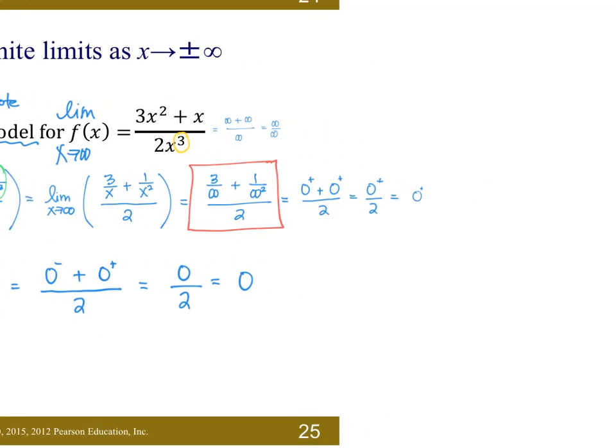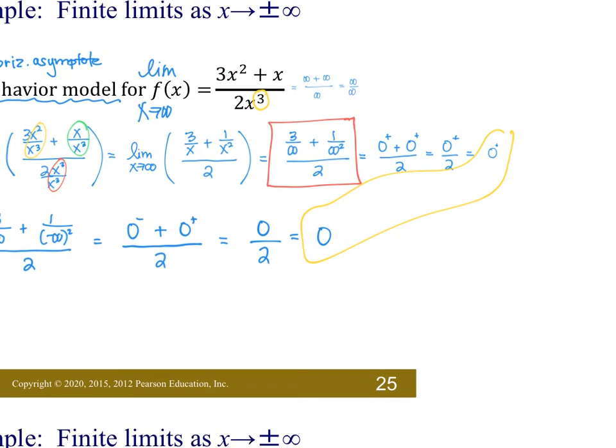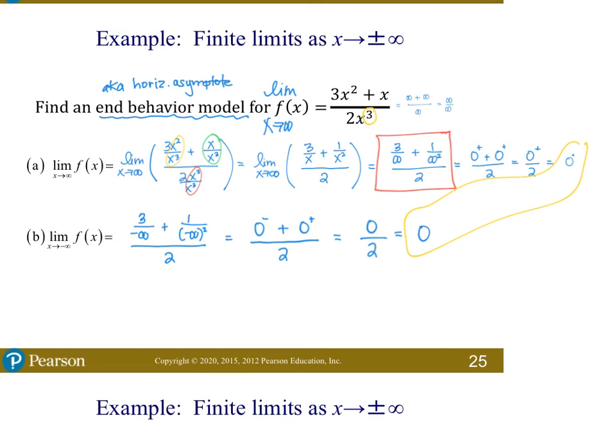I get 0. Therefore, I've got a match here, and so I have a horizontal asymptote, or an end behavior model, which is the same thing: y equals 0. So graphically, if you're visualizing that, you would have an asymptote right along the x-axis here.